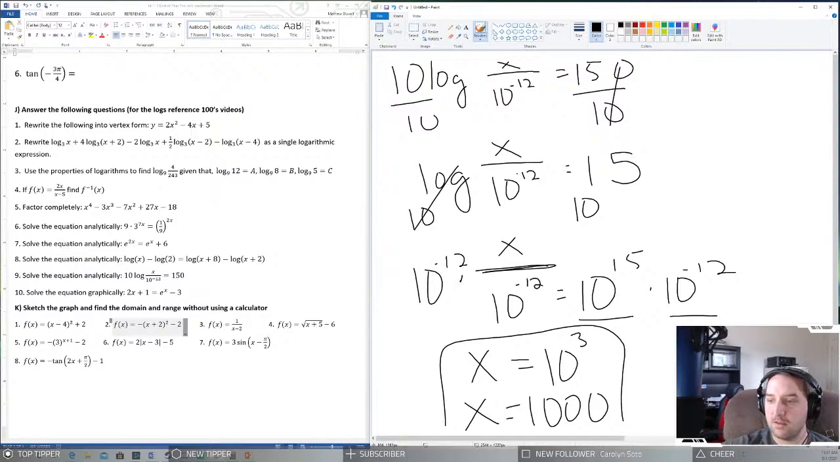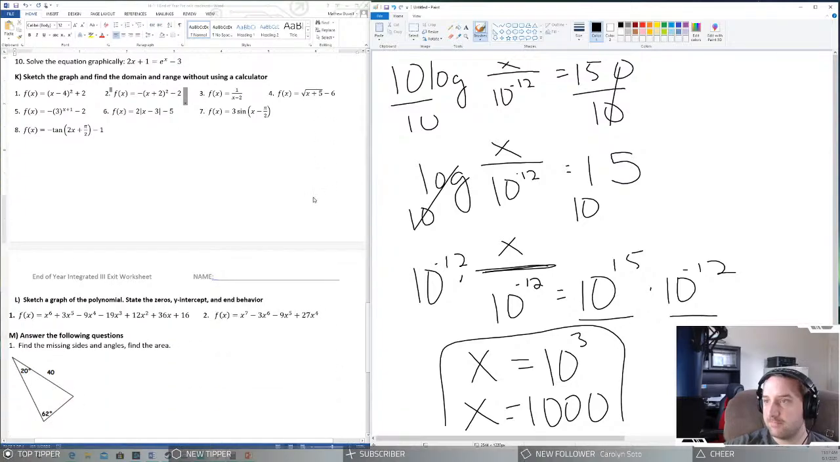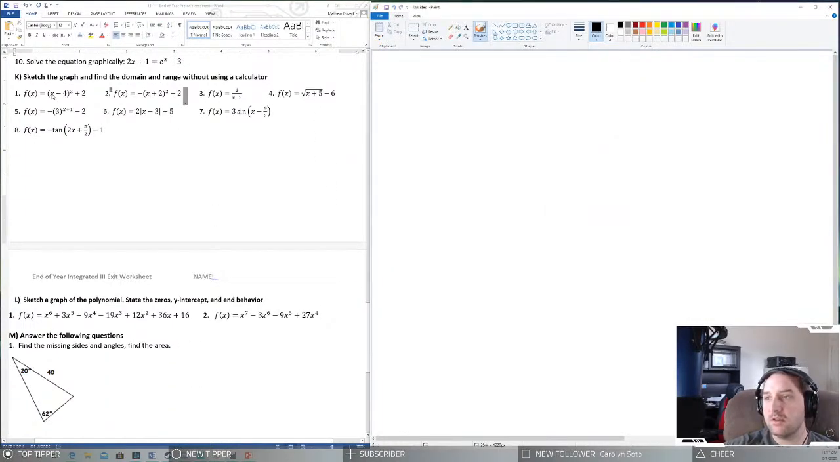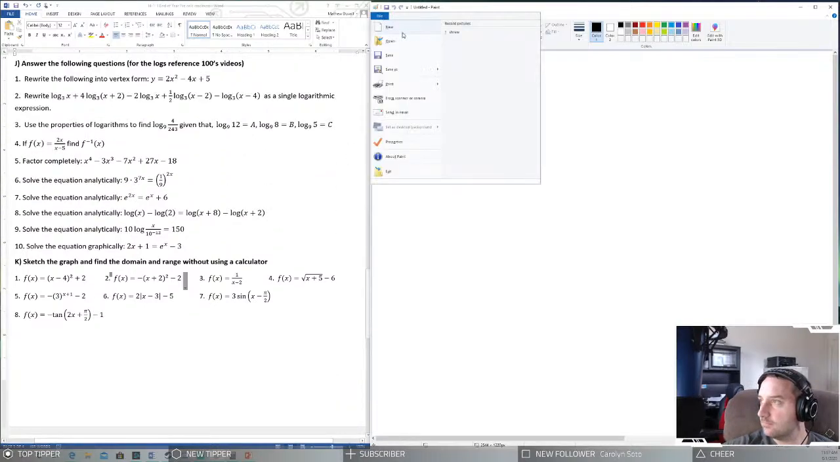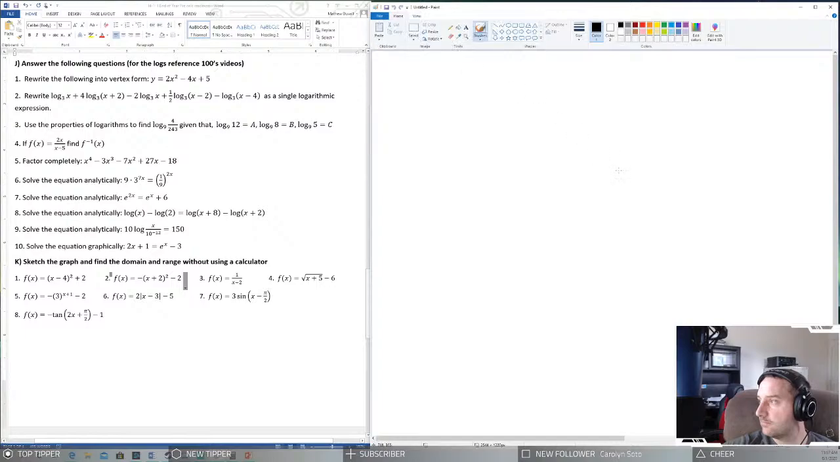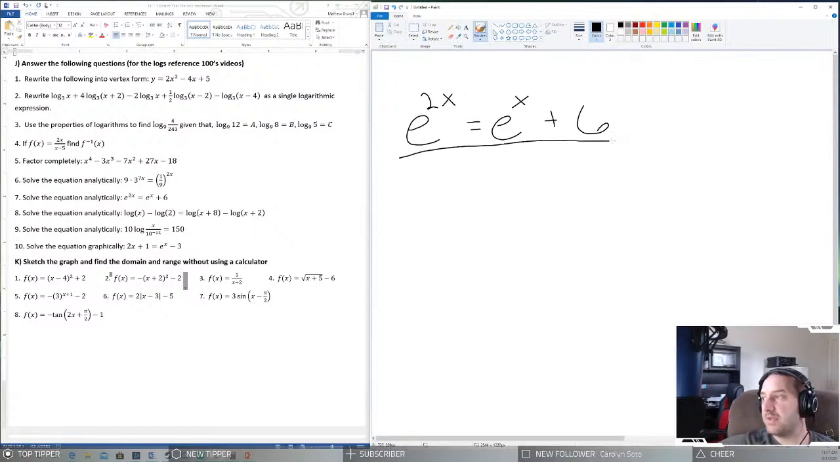Okay. Let's move on to part K. So part K is the transformation of functions. So the first piece, number 7. On number 7, it's e to the 2x equals e to the x plus 6. Now, for this piece right here, there is something that we learned.